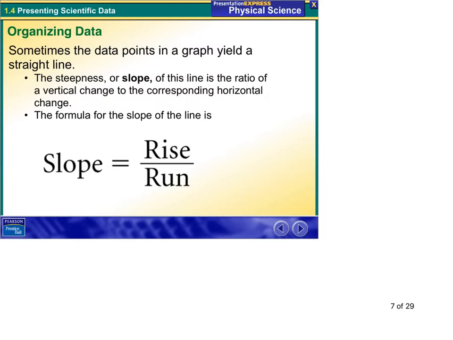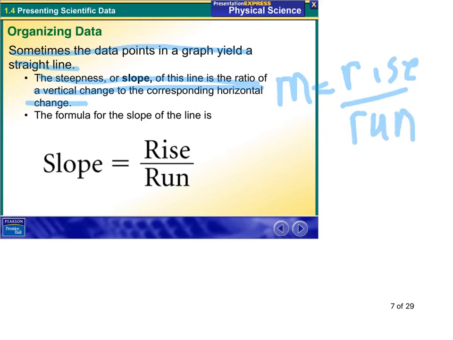Frequently when we're looking at line graphs, it might yield a straight line, and the steepness or slope of this line is the ratio of the vertical change to the corresponding horizontal change. From algebra, you might remember the symbol for slope is m, and we use the simple phrase rise over run. Delta y over delta x is another way to think about it.